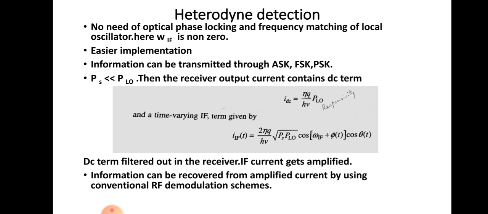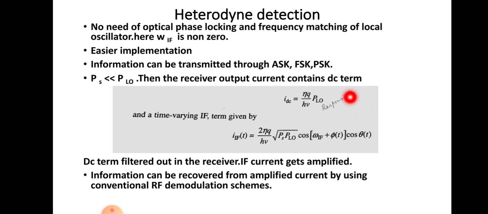In this case, you know that the intermediate frequency is a non-zero quantity, so we can write the time varying intermediate frequency current as IF of t equal to 2 eta Q divided by H nu into root of PS into PLO into cos of omega IF t plus phi of t plus theta. You can see that here omega IF is a non-zero quantity. That is why we are representing this term here.